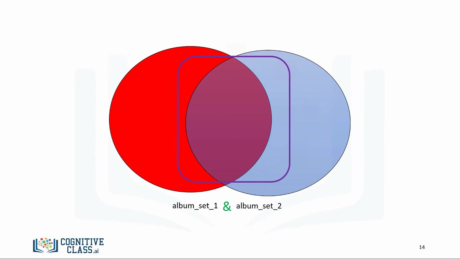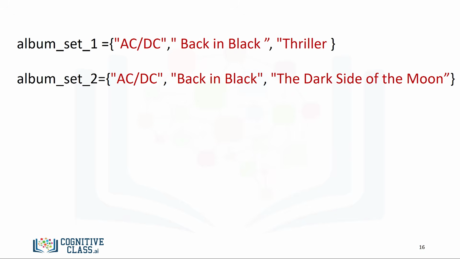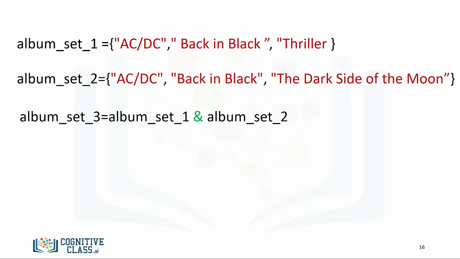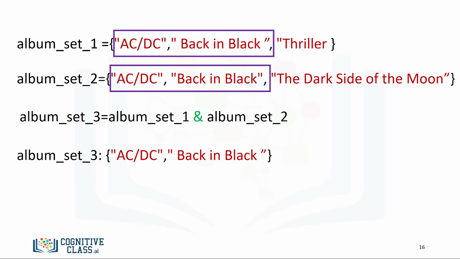As the overlap is comprised of the red circle and blue circle, we define the intersection in terms of AND. In Python, we use an ampersand to find the intersection of two sets. If we overlay the values of the set over the circle, placing the common elements in the overlapping area, we see the correspondence. After applying the intersection operation, all the items that are not in both sets disappear. In Python, we simply just place the ampersand between the two sets. We see that both AC/DC and Back in Black are in both sets. The result is a new set album set 3, containing all the elements in both album set 1 and album set 2.